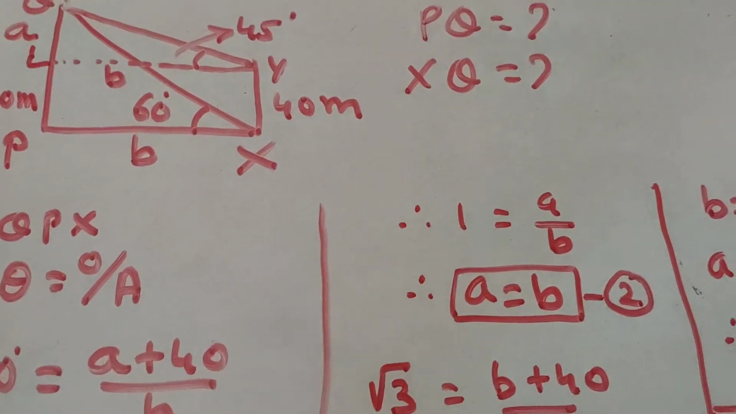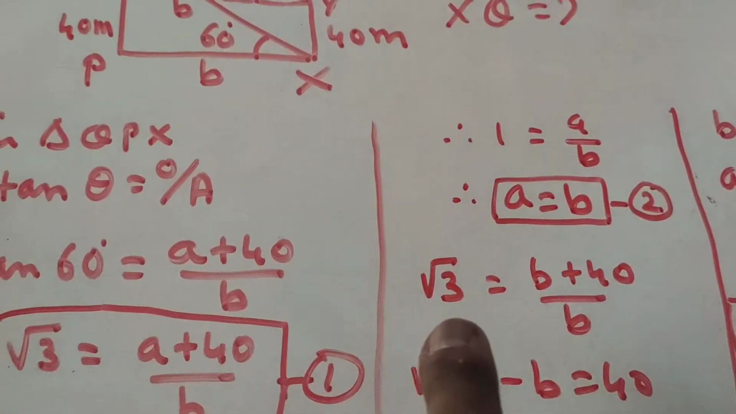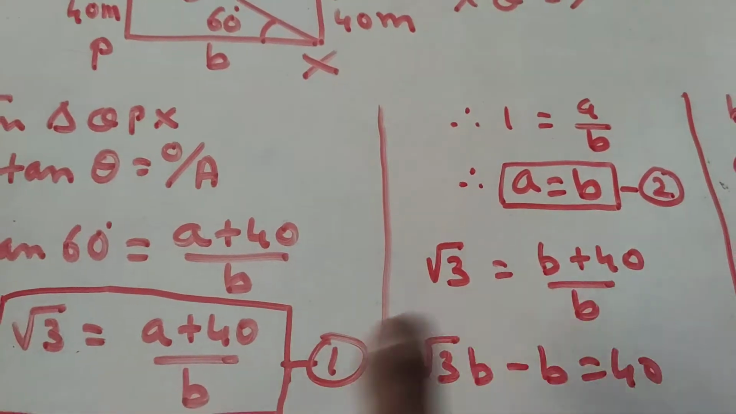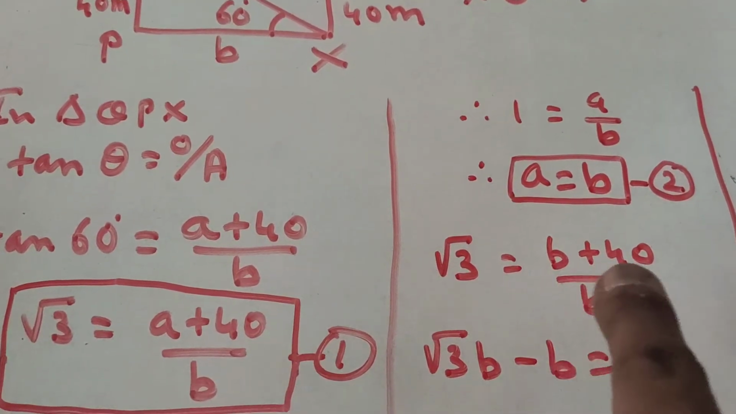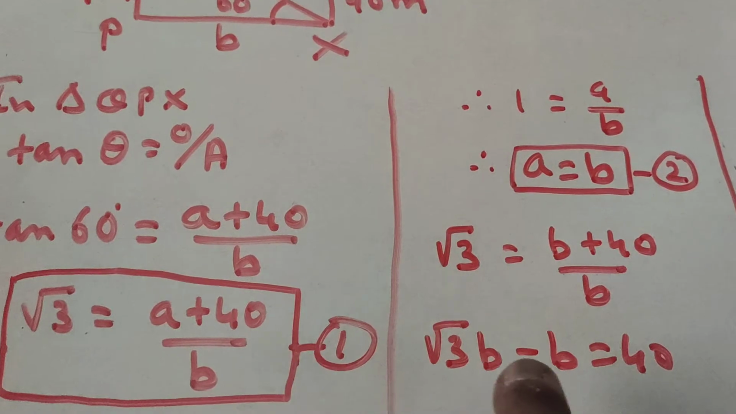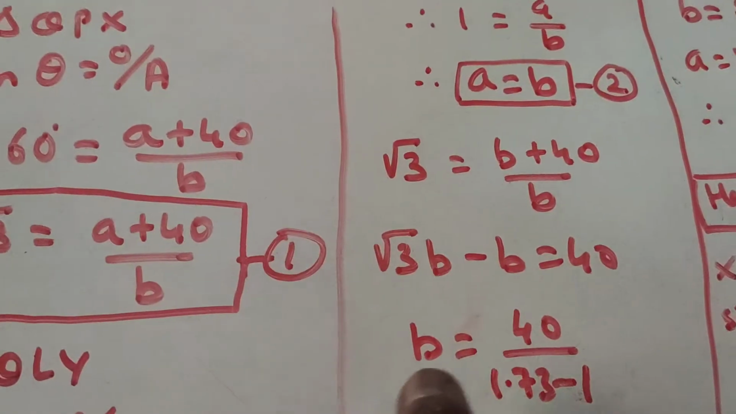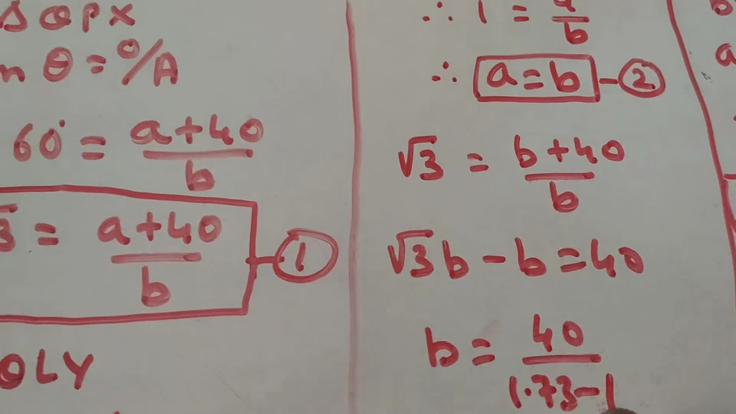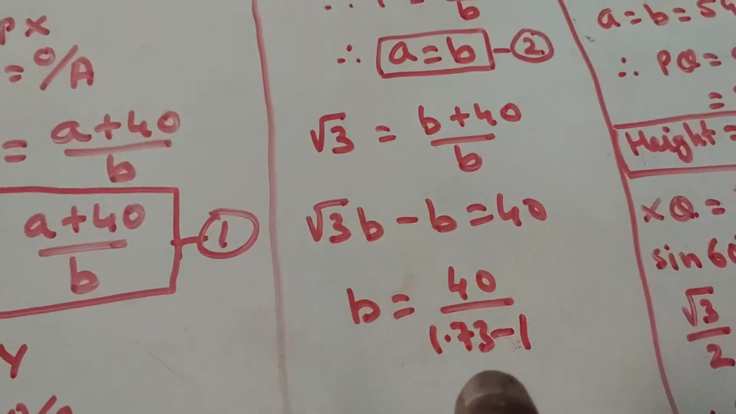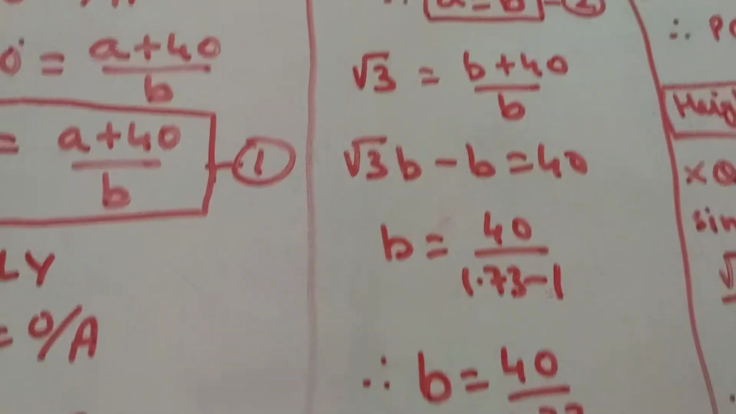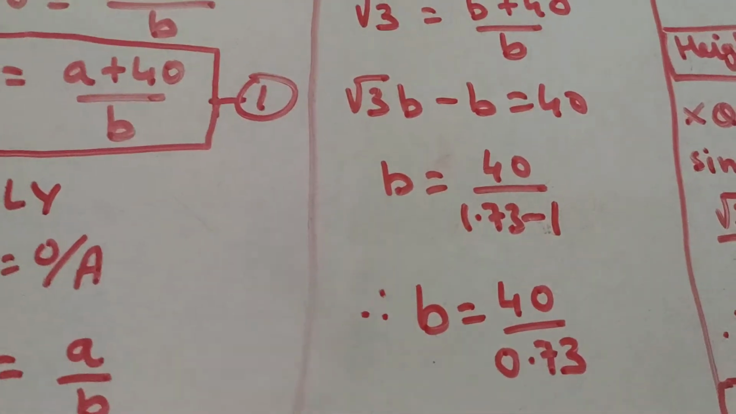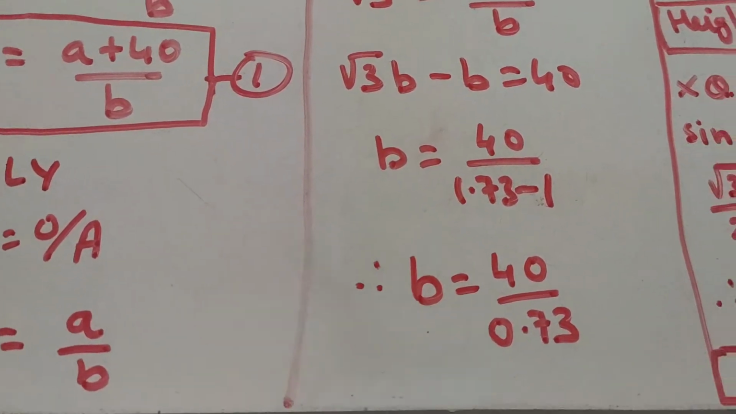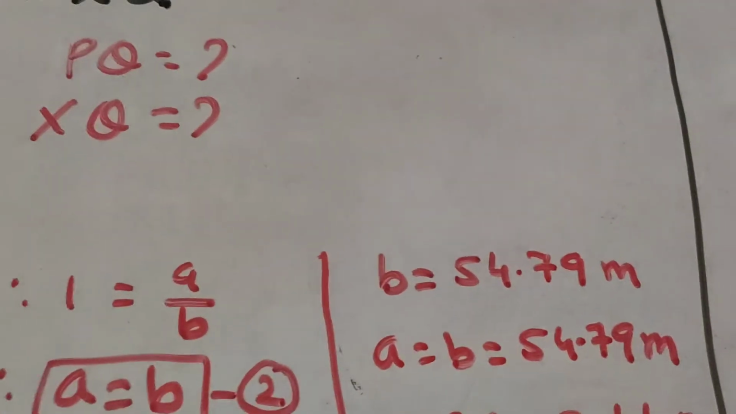Now we are substituting the value of A from equation 2 into equation 1. So root 3 is equal to B plus 40 upon B. B goes this side, so root 3 B minus B is equal to 40. So that means B is equal to 40 upon root 3 minus 1, where root 3 means 1.73. B comes common, so minus 1, and it goes down. So it is 40 upon 1.73 minus 1, which is equal to 40 upon 0.73. Now 40 upon 0.73 comes up to 54.79 meters.